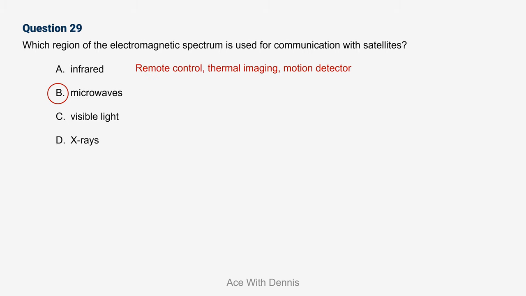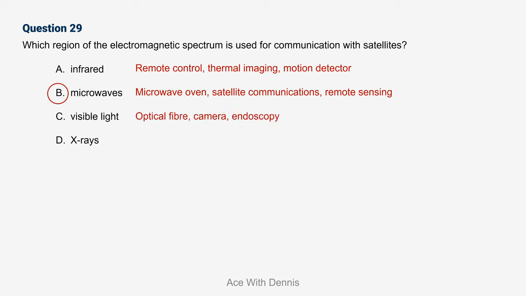Infrared can be used in remote control, thermal imaging, and motion detector. Microwaves can be used in microwave oven, satellite communications, and remote sensing. Visible light can be used in optical fiber, camera, and endoscopy, while X-rays can be used in luggage scanner, radiography for medical usage, and crack detection in pipes and buildings.